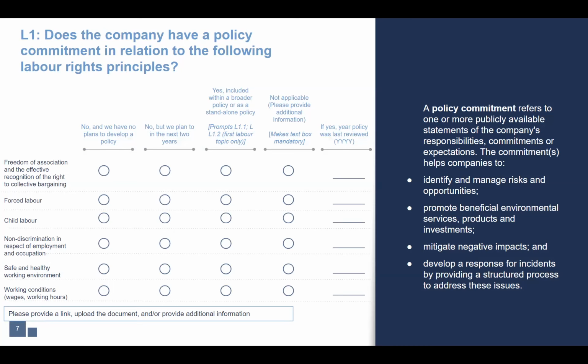An organization should select "no, but we plan to in the next 2 years" if they believe that they will have a policy in place related to the corresponding labor topic within 2 years. An organization can select not applicable if the topic is not material to their business. Selecting yes, included within a broader policy or as a standalone policy will prompt 2 follow-up questions, L11 and L12, that we will discuss in the next slide. We ask participants to respond with the most recent year the policy was reviewed. In order to remain effective and relevant, policy should be reviewed on a consistent basis.